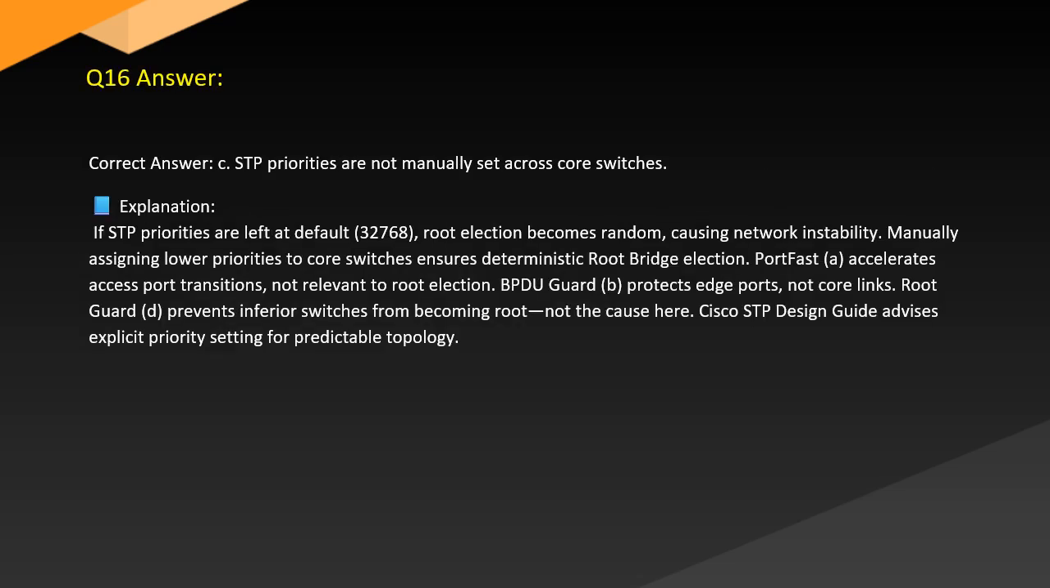Answer. Correct answer: C. STP priorities are not manually set across core switches. Blue Book explanation. If STP priorities are left at the default 32,768, root election becomes random, causing network instability. Manually assigning low priorities to core switches ensures deterministic root bridge election. PortFast, A, accelerates access port transitions, not relevant to root election. BPDU Guard, B, applies to edge ports, not core links. Root guard, D, prevents inferior switches from becoming root. Not the cause here. The Cisco STP design guide advises explicit priority setting for predictable topology.